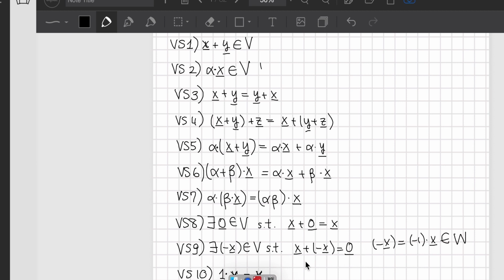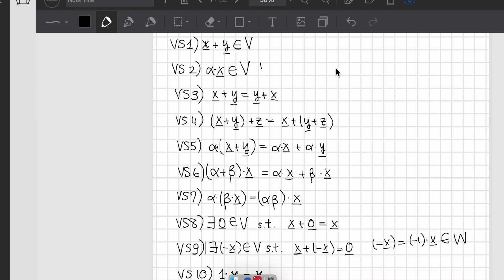So you might be thinking, well, okay, if VS2 does imply VS9, then why do we even have VS9 as a condition for a vector space? And that's because it's not true that VS2 implies VS9. VS2 only implies this first part right here. It does not imply the second part, and that is the crucial point.